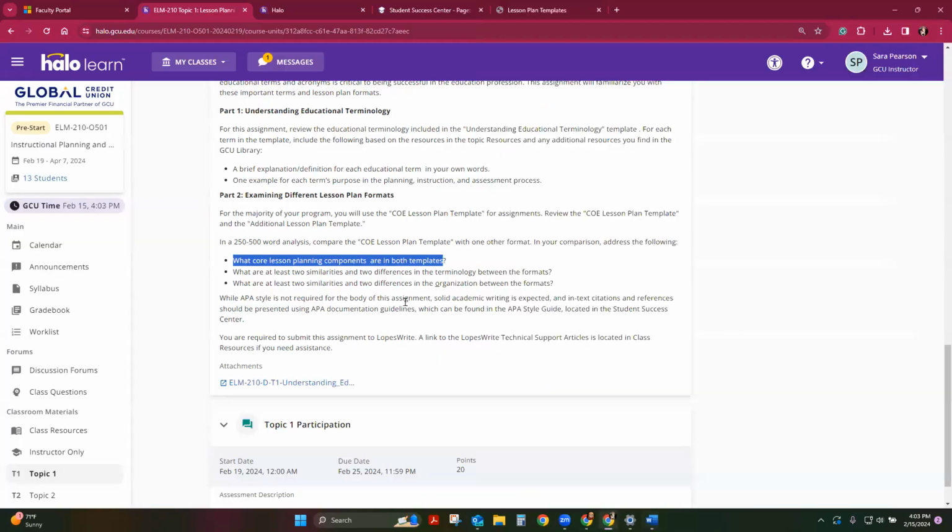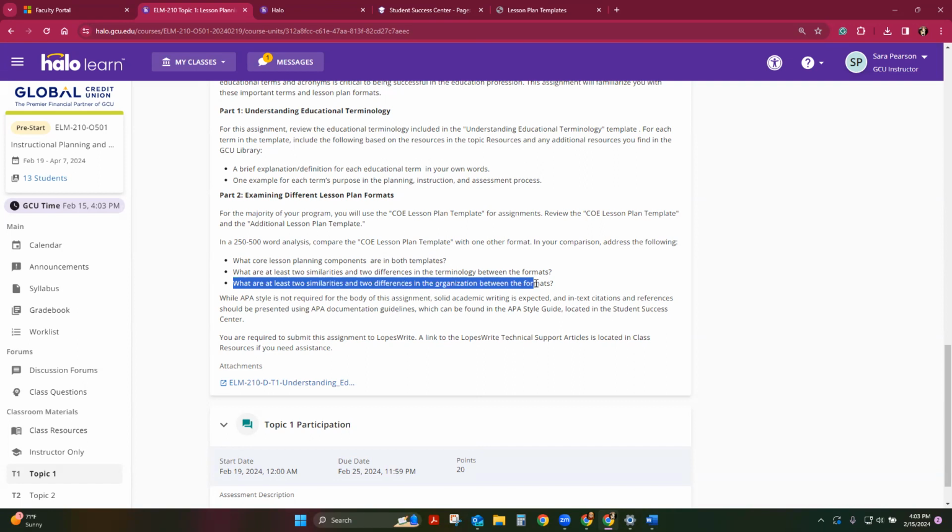Then when you go back, it asks for at least 2 similarities and 2 differences between terminology and describe what you see with those differences. I really like it when you make each of these a separate paragraph. It makes it super easy for me to grade because I can see components in one paragraph, terminology in another.